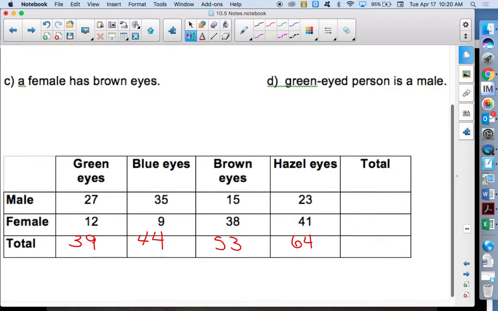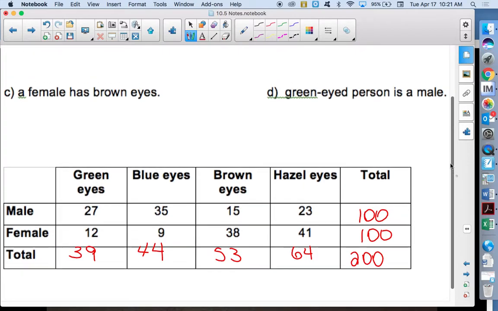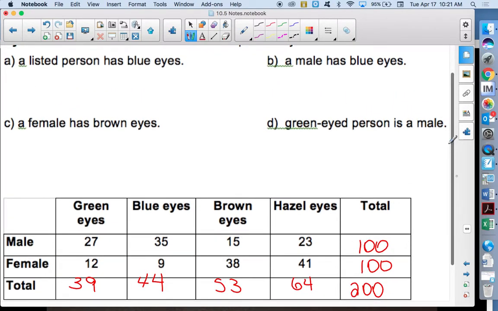So I have the vertical tallies or totals. Does anybody have the number of males? Virginia? 100. The number of females? It's also 100. And then just double checking, when you add the four numbers on the total from the different types of eyes, you should get 200. So see if you can answer these questions.